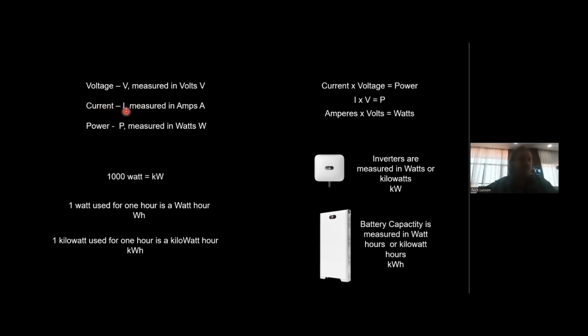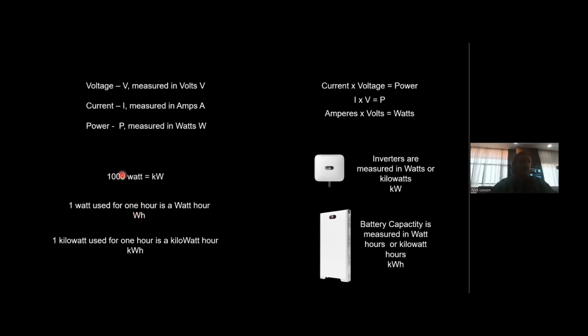Current is the letter I, and it's measured in amps, which is the letter A. So when you're talking about current, you could say I have 10 amps of current or 10 amperes of current. And power is P, and it's measured in watts, which is W. So you can say I have 10 watts of power. And then when you're using power over time, that's how you get the watt hours.